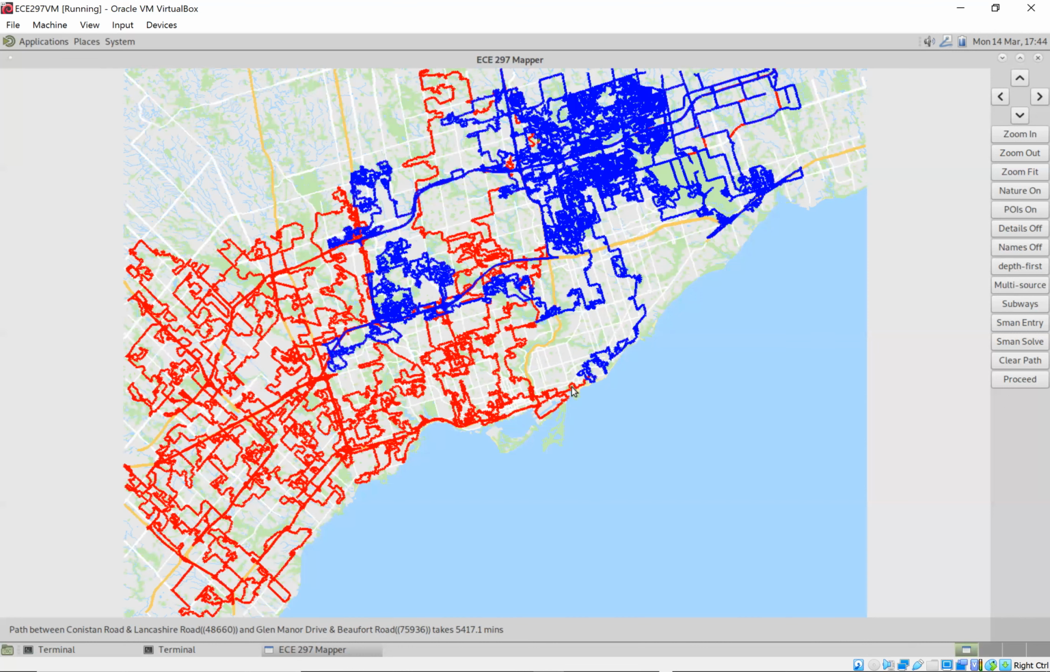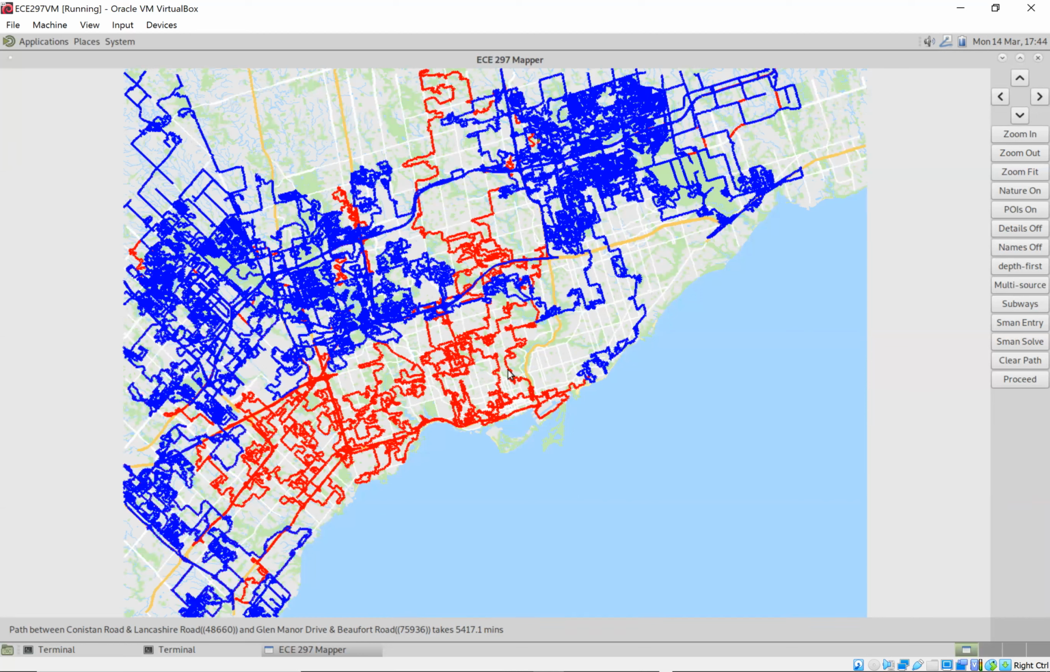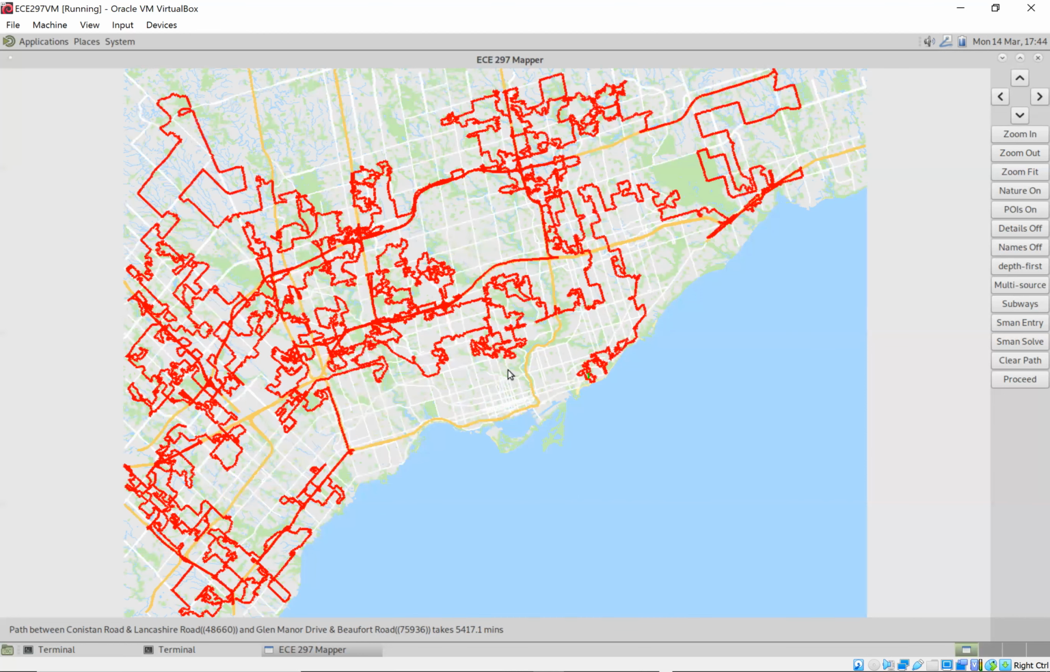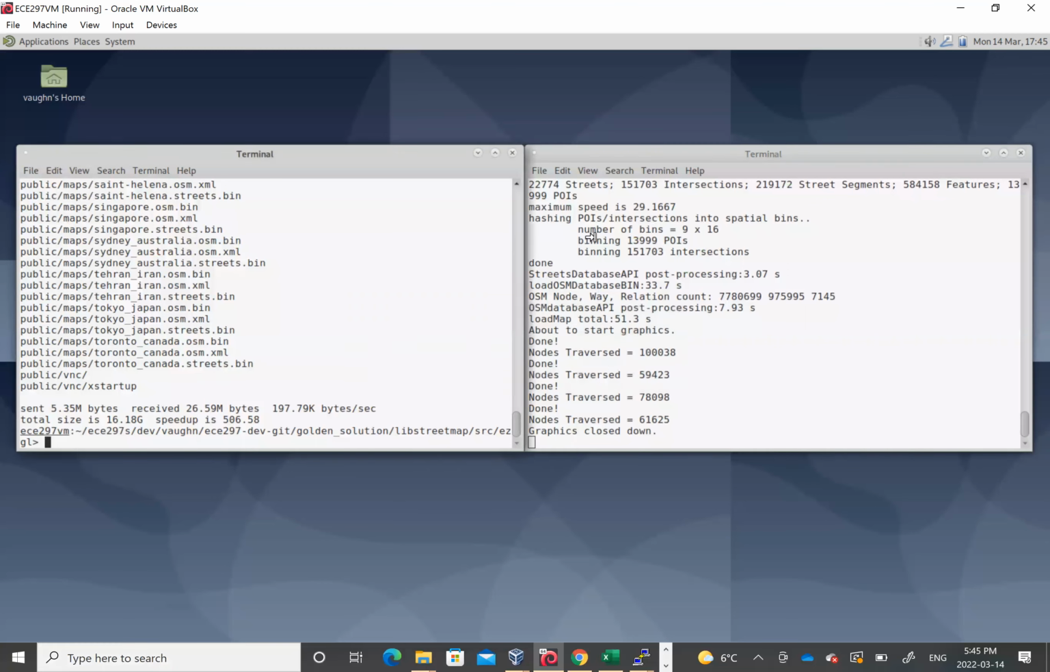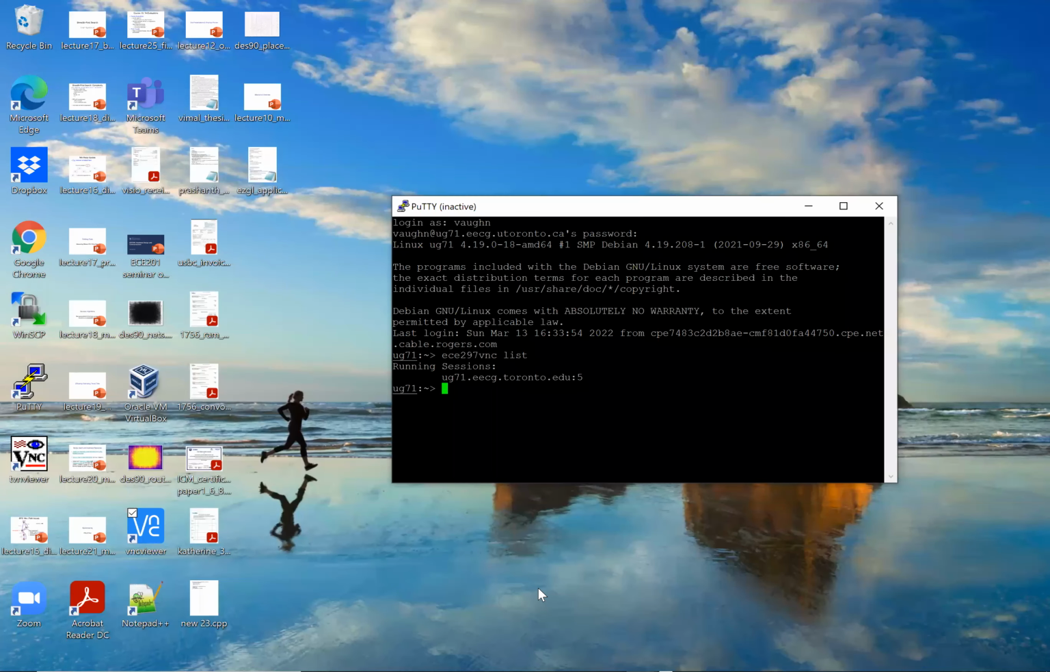Okay, so I'm trying to go from near the water to near U of T. So actually not that far. But you can see my travel path does not look so good. It did find a path, but if you gave directions like this, head out to Scarborough, go to North York, go to Etobicoke, go back to Scarborough, and repeat six times, now go down south, back to U of T, you'd be late for class a lot. Okay, so let me just exit that and go back to the slides.